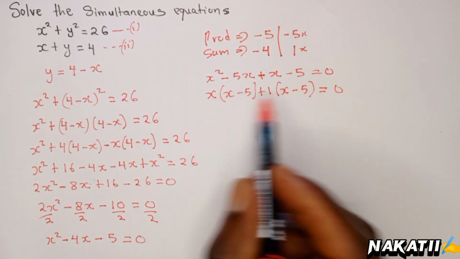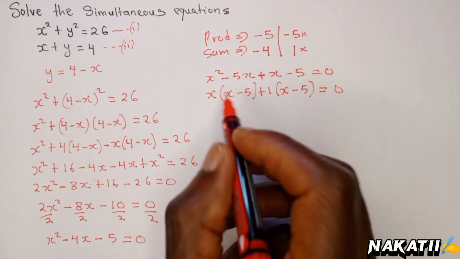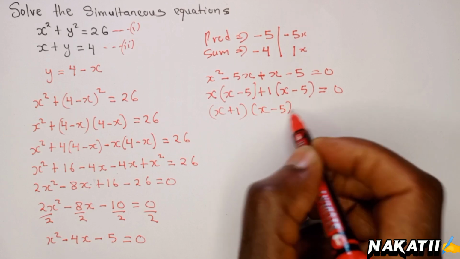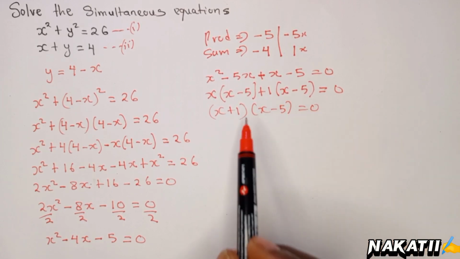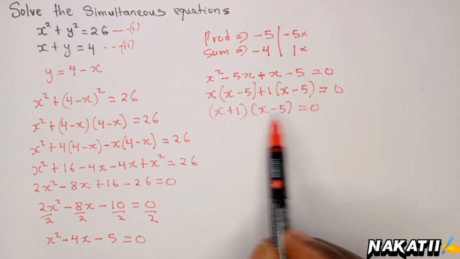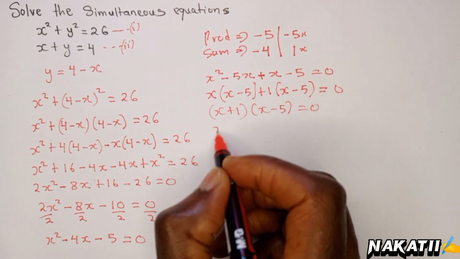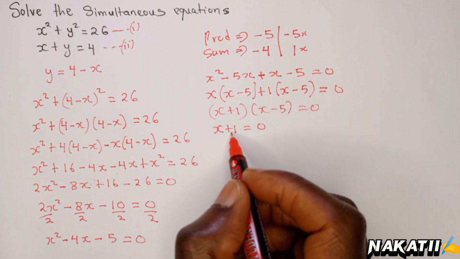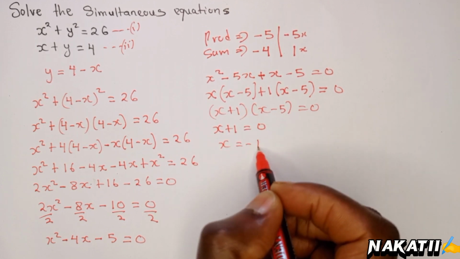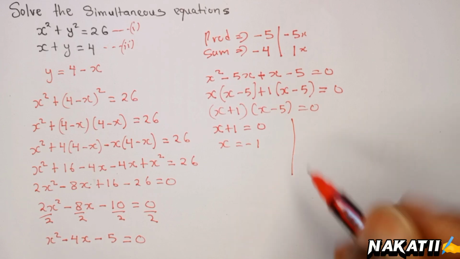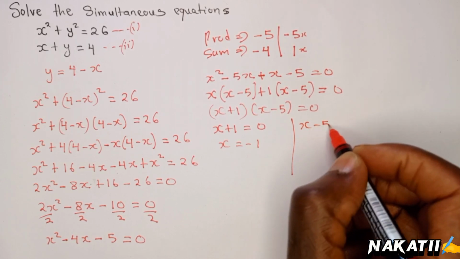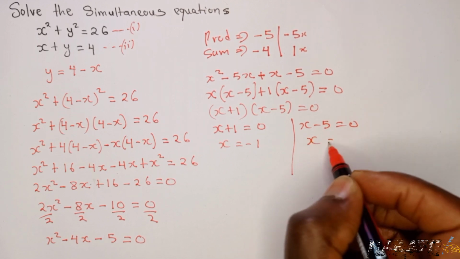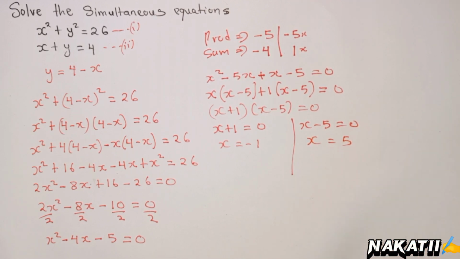Then if these two brackets are the same, put this one under one bracket. You're going to have (x plus 1)(x minus 5) is equals to 0. Meaning either this one is equals to 0 or this one here is equals to 0. You can say if x plus 1 is equals to 0, and then if you take 1 the other side, x will be equals to negative 1. Or x minus 5 is equals to 0. If you take 5 this side of the equation, x will be equals to 5. We have two values of x.